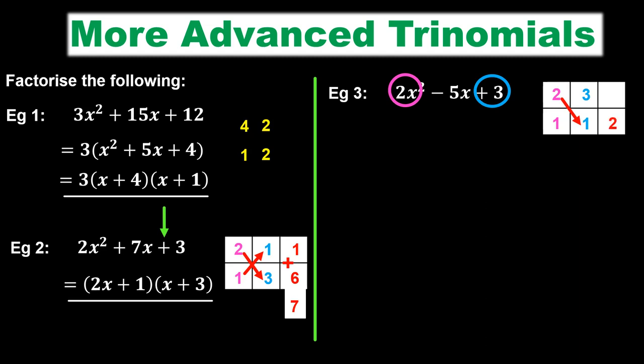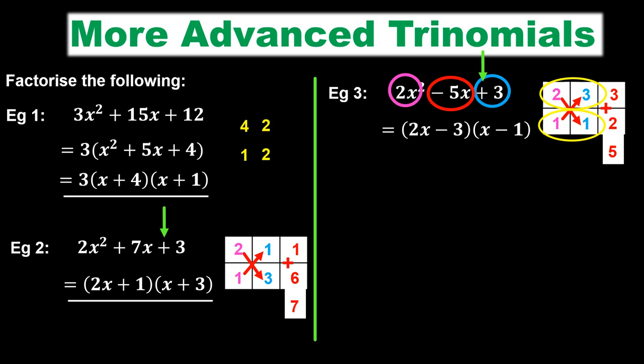If we cross multiply, 2 times 1 is 2, 1 times 3 is 3. And because of the plus, I want to add them to end up with 5. And 3 plus 2 is 5, so I've chosen the correct order of numbers. Now the only difference is I have a minus in front of the 5x, but we know from experience that if my last sign is positive, the signs will be the same, and they will both carry the same sign as that middle term. So when I bracket across, I will have 2x minus 3 and x minus 1.